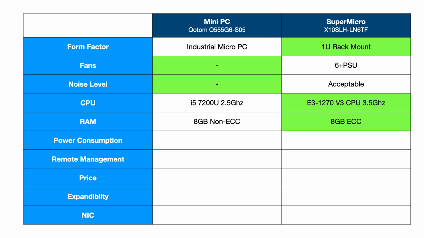Let's summarize CPU and RAM comparison. For CPU, I give the score to SuperMicro because it's more powerful. For memory, even though they both have 8 GB memory, the SuperMicro one is a server, so it has ECC memory. We all know how important it is for a mission critical server. So SuperMicro wins for memory.